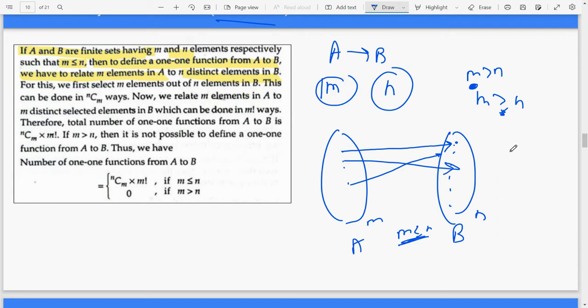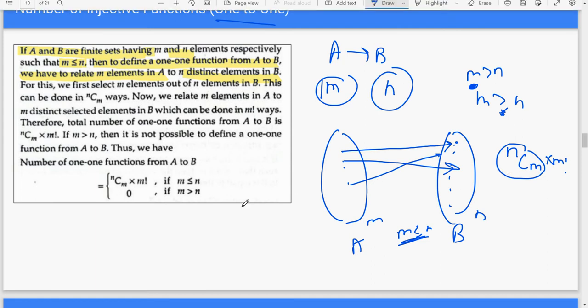So the total number of points is n. We have to find m number of such combinations, and obviously we have to multiply by m factorial because we can arrange those m points in any manner. So let's say there are nCm, meaning out of n total points in B we can choose any m points, and we can relate those m points in A to any of them. Obviously we can arrange those things in m factorial ways.